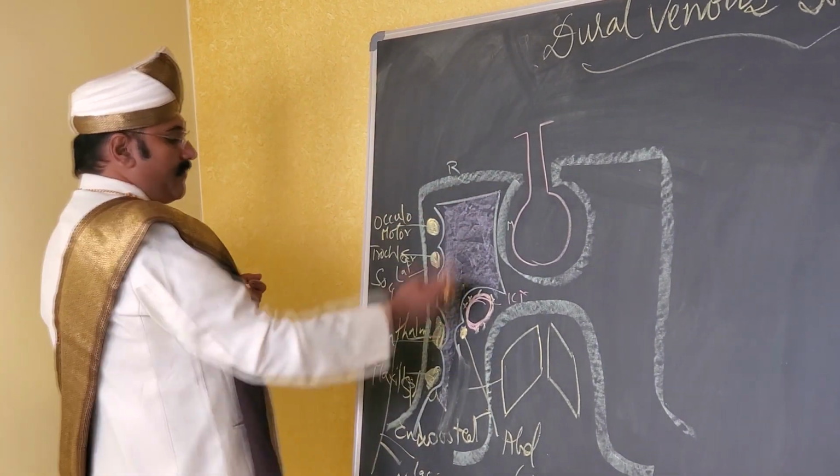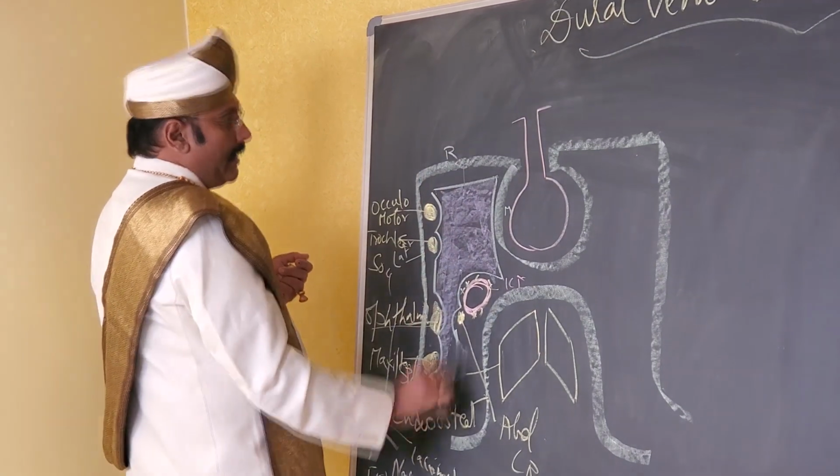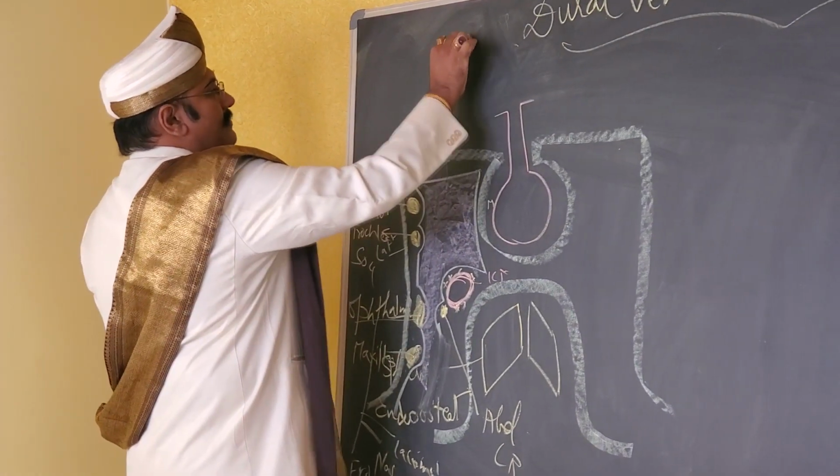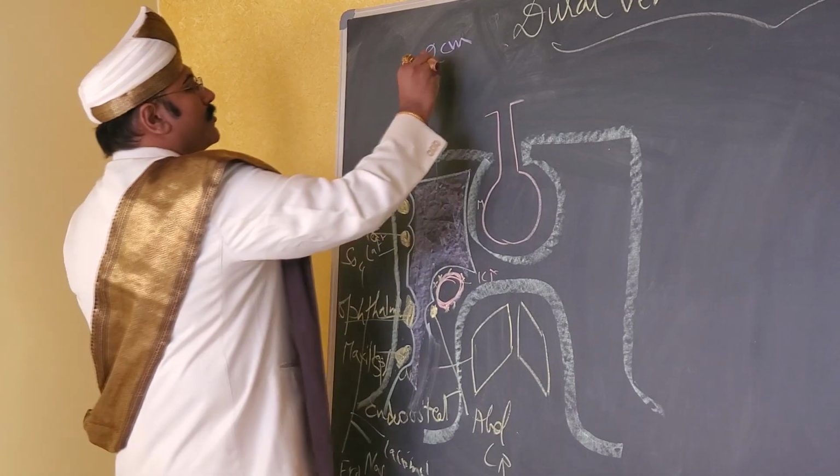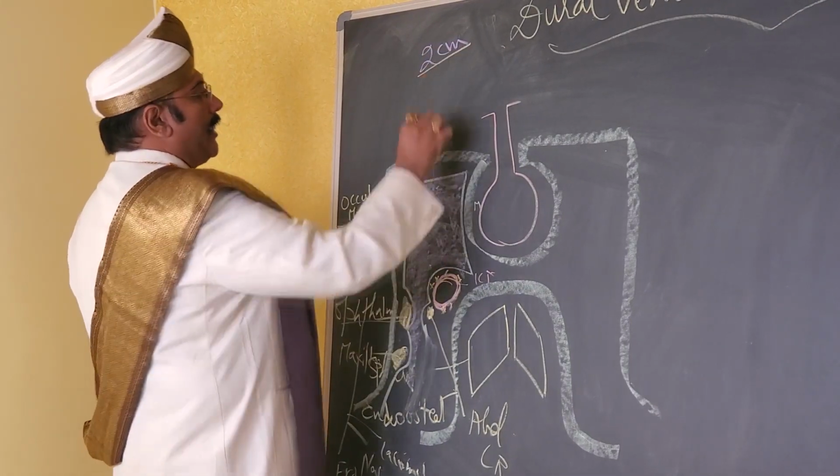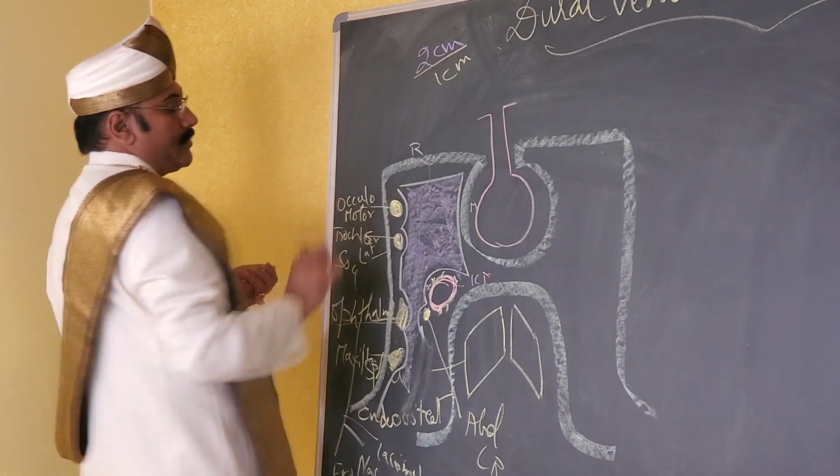Now what is the length of the cavernous sinus? Vertically it is 2 centimeters, and horizontally it is 1 centimeter.